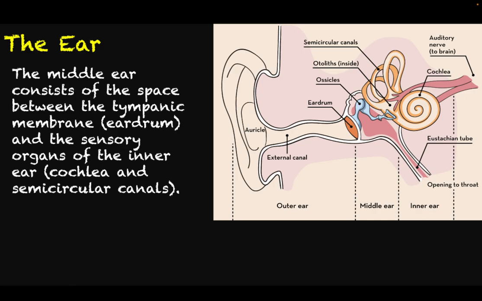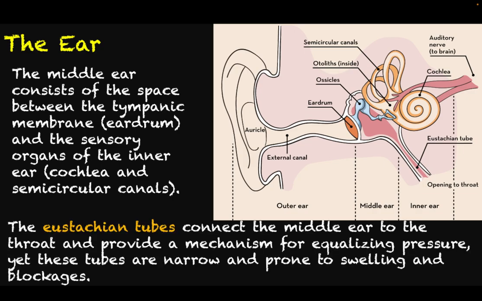So that's not super important for right now. What's important is this middle ear fills up with air, and that air is subject to what we saw with Boyle's law. Now, thankfully, we do have a mechanism for equalizing the air pressure that is caught up in the middle ear. You have what are called eustachian tubes, which connect the middle ear to the throat and provide a mechanism for equalizing air pressure.